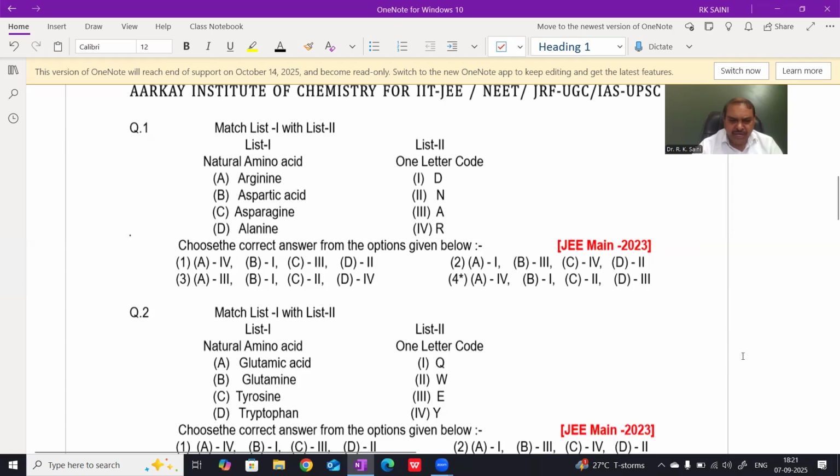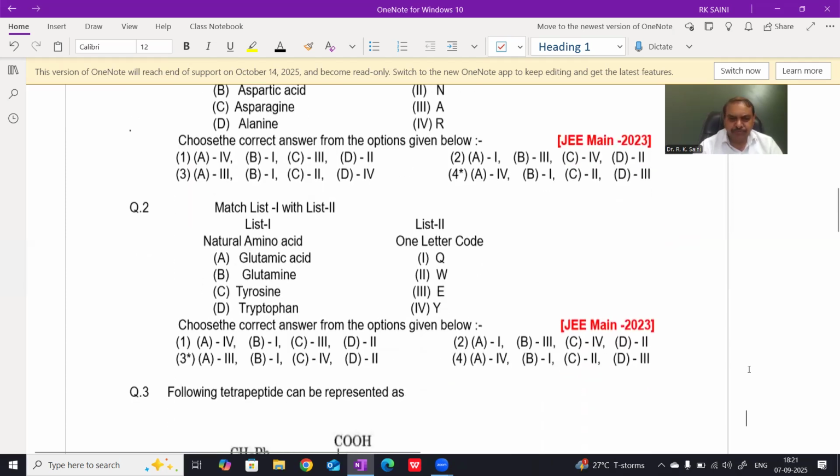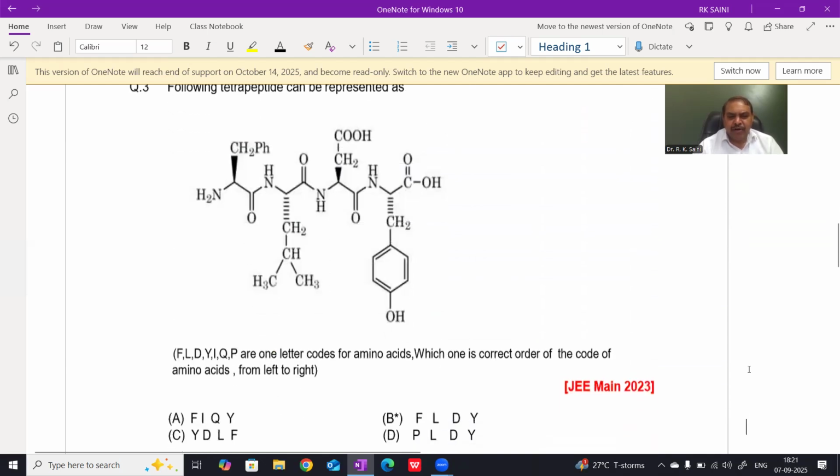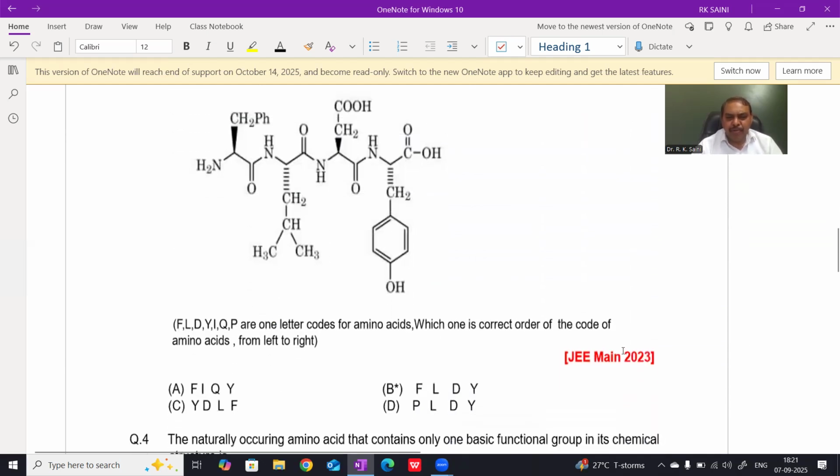For example, question two: the different amino acids glutamine, glutamic acid, tyrosine, tryptophan, and the single letter codes are different. Same question: some structures are given, and on hydrolysis, which type of amino acid is obtained, and write their single letter code. This question was also asked in JEE 23.